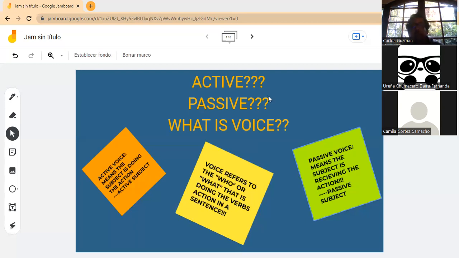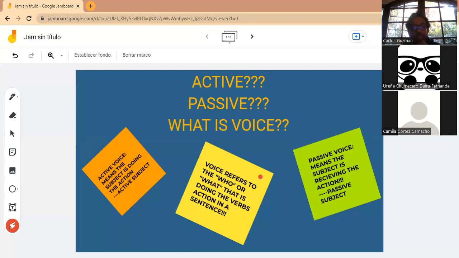All right, so active, passive, we ask ourselves always, what is voice, right? In English. So here's the yellow peg. Sorry, give me one second, please. Oh yeah, right here. I forget we're in Zoom. Okay, so Camila, can you read the yellow peg, please? This yellow peg that I'm pointing at with the pointer.